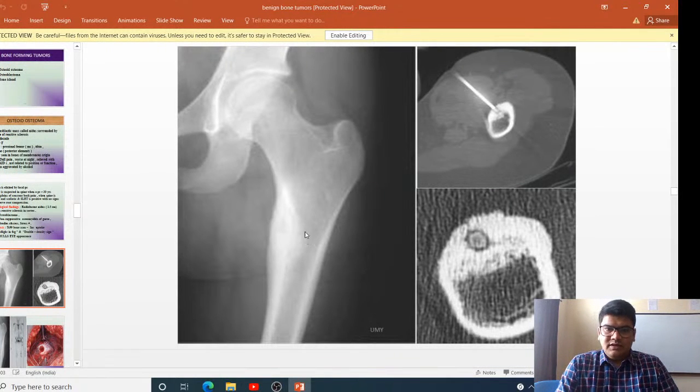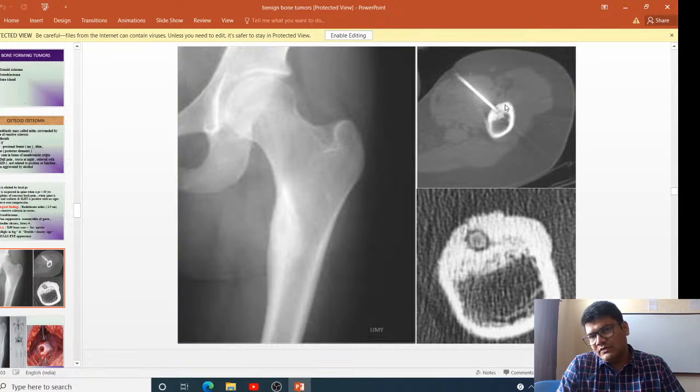Here you can see that there is a cortical lesion. Osteoid osteoma is a cortical lesion, not a medullary lesion. Here you can see a small radiolucent area, which is called the nidus. This radiolucent nidus is characteristic of osteoid osteoma.